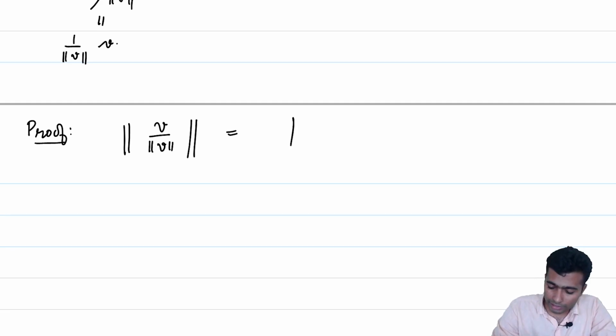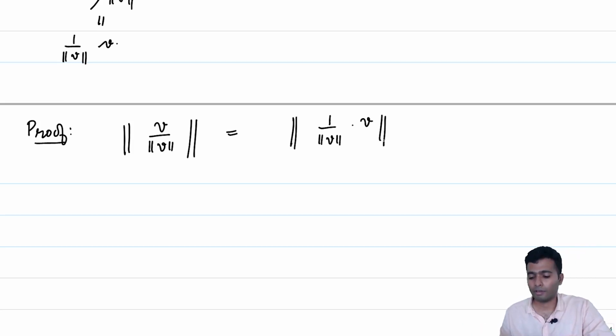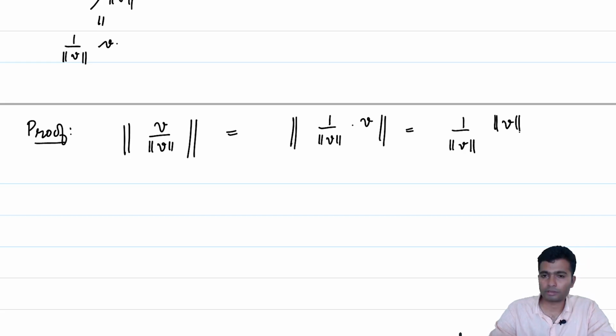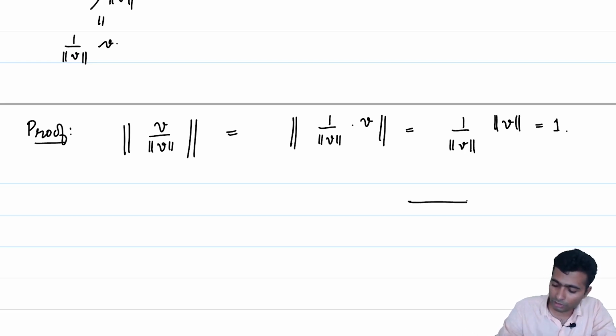But what is this? As rightly noted, this is just the scalar product of 1 by length of v and the vector v. And what do we know about the length of c times v, where c is a scalar? This is just going to be the absolute value of c times the length of v. So the absolute value of 1 by length of v, which is equal to 1 by length of v, times the length of v. I am just skipping one step and writing directly that this is equal to 1. So hence there is nothing to prove anymore, or rather we have proved the statement.